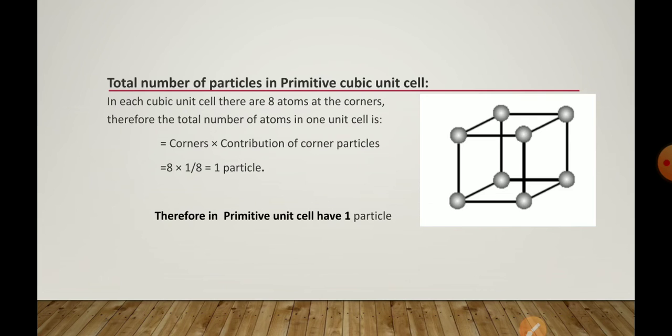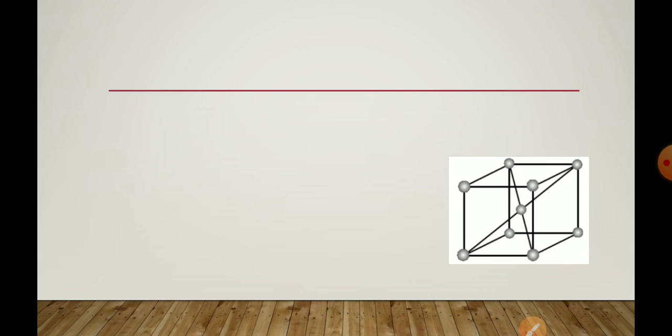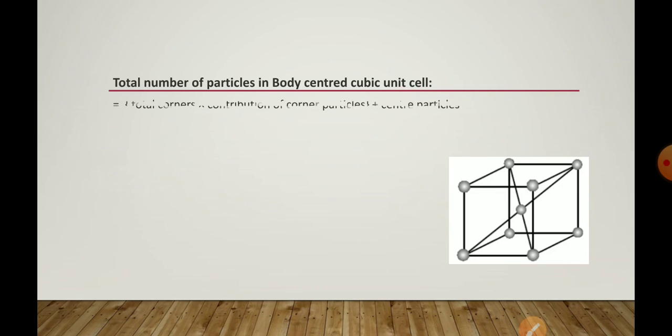The next unit cell is body centered unit cell. Okay, body centered unit cell. I think you have already guessed what the answer is for this one. Total number of particles present in the body centered cubic unit cell. Okay, let us move on to the calculation part. The calculation is total number of corners and contribution of the corner particle, plus there is one particle present at the center of the body.